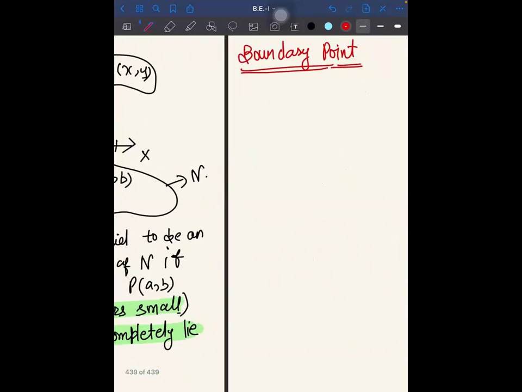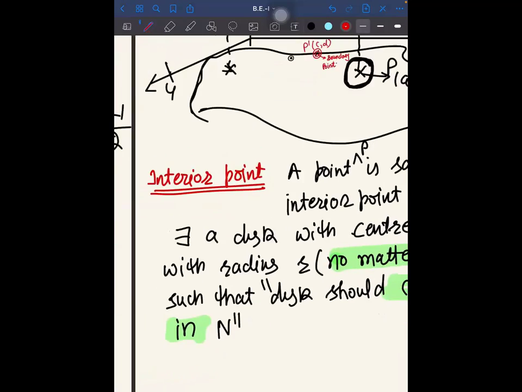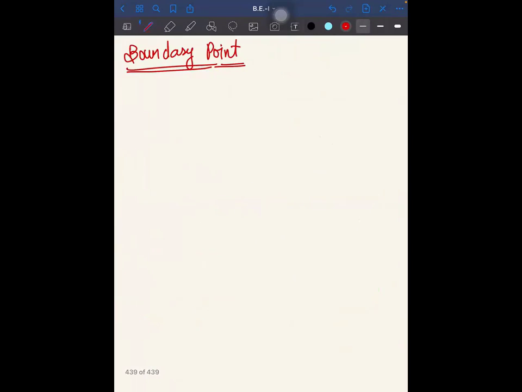Right? So we'll say that. See, that is the major difference. Here we say that there should be at least one disk. बस एक हो जाए बात खत्म. यहाँ लेकिन हम यहाँ क्या बोलेंगे? Every disk. Boundary point की कंडीशन में क्या बोलेंगे? Every disk, right?